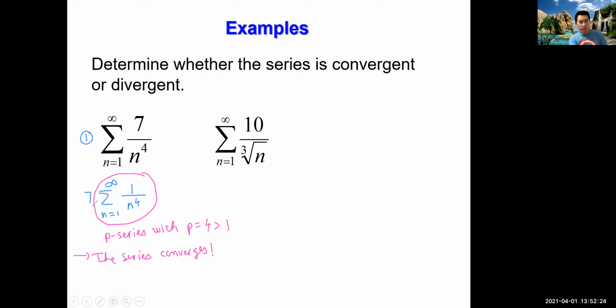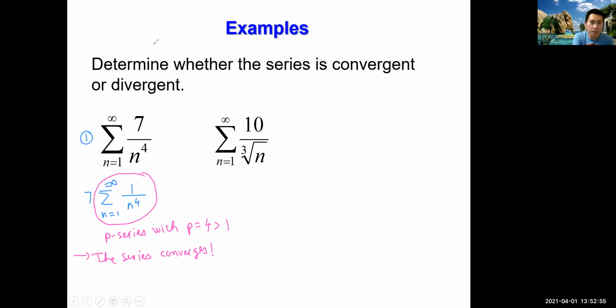Notice that I can ignore the 7 in front. It's just because this series converges, the sum of a finite number times 7 is still a finite number. So with the 7 in front here, but this converges, the whole thing converges. So that converges by the P series.